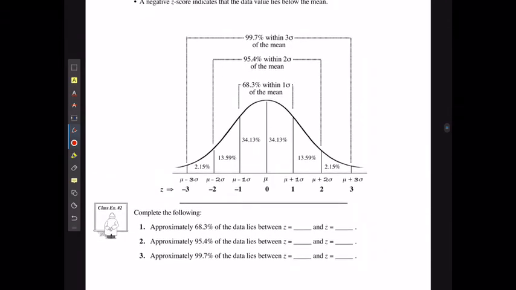So, if I put this into a z-score chart using the standard bell curve, approximately 68.3% of the data lies between a z-score of -1 and a z-score of +1. 95.4% exists between a z-score of -2 and a z-score of +2, and 99.7% exists between a z-score of -3 and a z-score of +3.